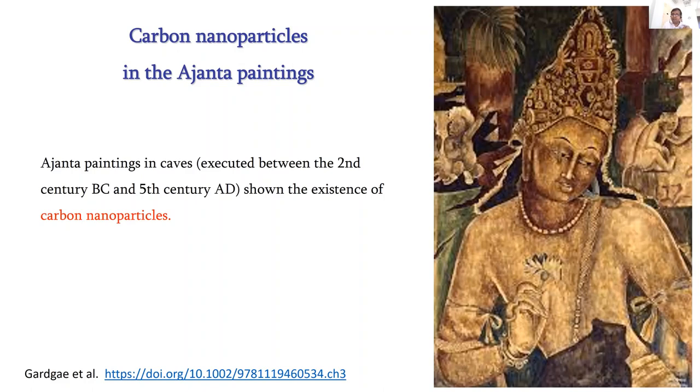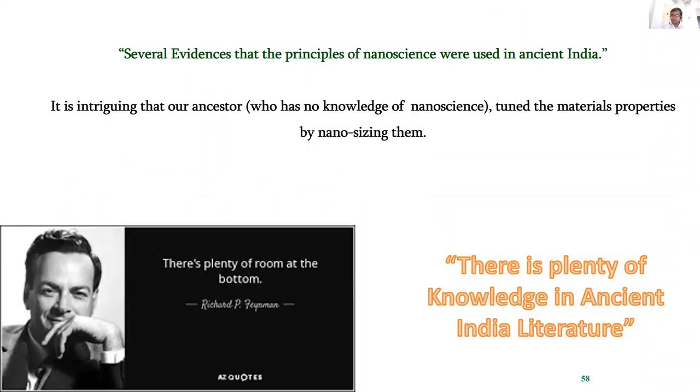So if you look at the literature, there are several pieces of evidence of this in ancient India. And it is really surprising that our ancestors knew, I don't think they knew the term nanoscience at least, but they knew that when you change the size of the particle to a smaller size, maybe again, the scale is something that came recently, they knew that you can tune the properties, right? So like there is plenty of room at the bottom, I think we should learn that there is plenty of knowledge in our ancient Indian literature, and we should do more research using modern techniques, and maybe we can learn far more than what we are really struggling to.